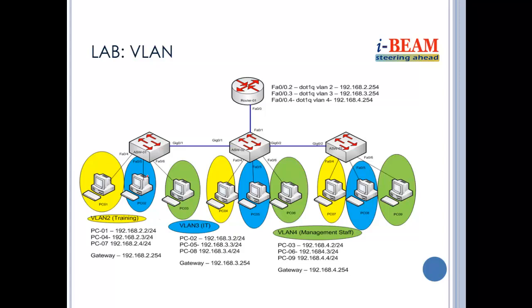For easier configuration, I configured all the FastEthernet 0/5 ports in the IT VLAN, and all the FastEthernet 0/6 ports in the switches in the management VLAN. VLAN 3, the IT VLAN, is the 192.168.3.0 network. Gateway will be 3.254. The green color management VLAN will be connecting with FastEthernet 0/6. The network is 192.168.4.0, VLAN 4. Gateway will be 4.254. The router will have FastEthernet 0/0.2 dot1Q VLAN 2, IP is 2.254. FastEthernet 0/0.3 dot1Q VLAN 3 is 192.168.3.254. FastEthernet 0/0.4 dot1Q VLAN 4 is 192.168.4.254.